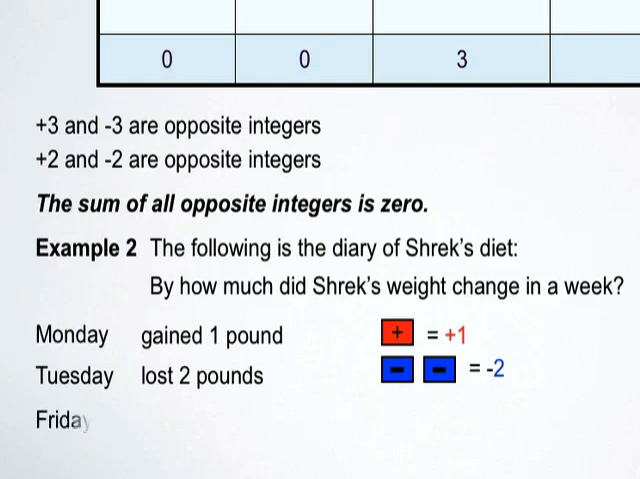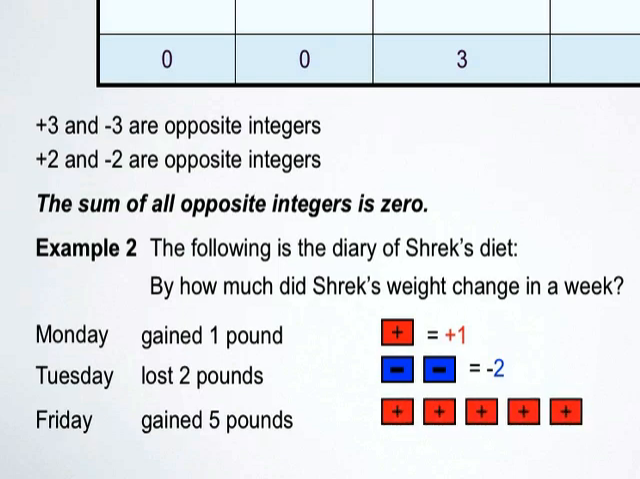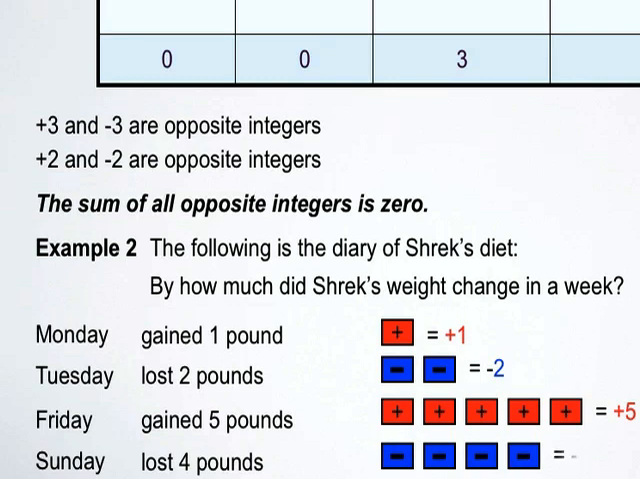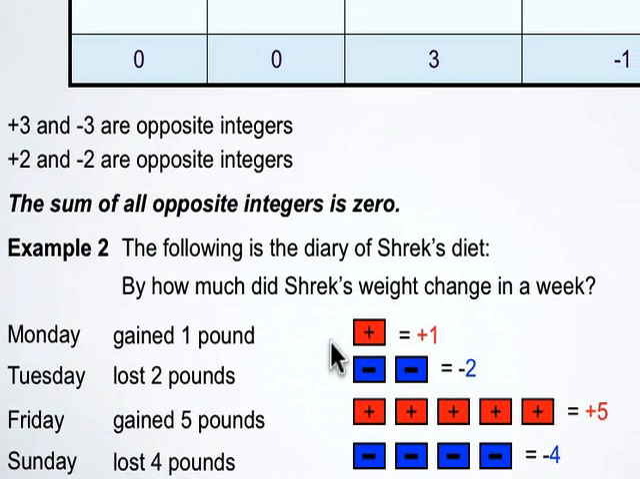The next entry on Friday had him gaining 5 pounds, so 5 red tiles, or positive 5, and his final entry on Sunday showed that he lost 4 pounds. So we'll represent this with 4 blue tiles, or the integer negative 4. So the question really wants us to take all of this information and put it together to figure out what was the total change over the week.